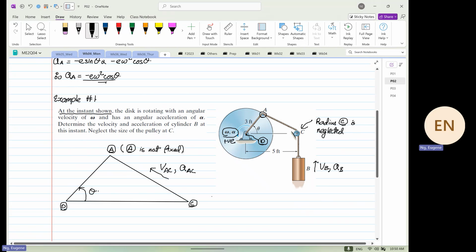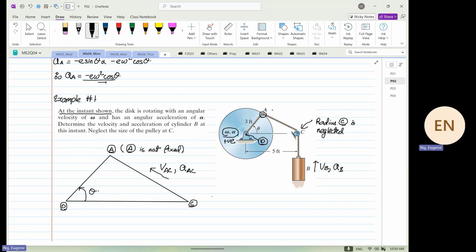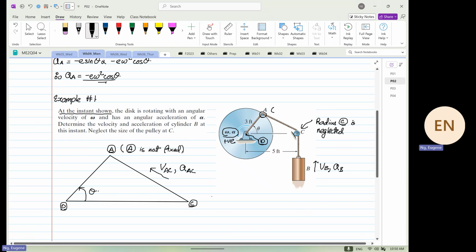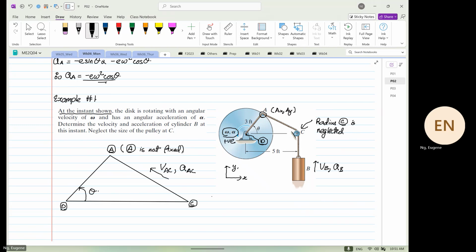A pin, right? When theta changes, you will have a what? If I were to call these our X and Y coordinates, you will have an A_X and an A_Y. It's changing with time. Okay. So we have to determine V_AC and A_AC.